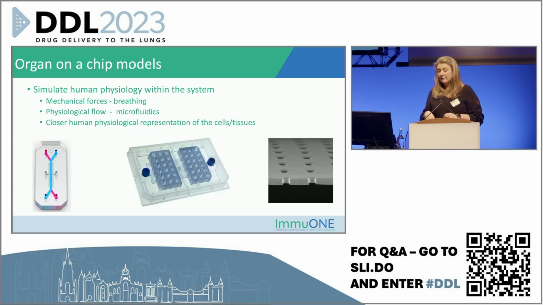And then, moving towards the gold standard, is having an organ on a chip. So something that will simulate human physiology within the system. In the lung, mechanical forces are really important. You're constantly breathing, your cells are under different stresses, and there's also the physiological flow of either air or blood. The idea is a similar principle to the air-liquid interface cultures, in that they produce a closer human physiological representation of the cells or tissues.